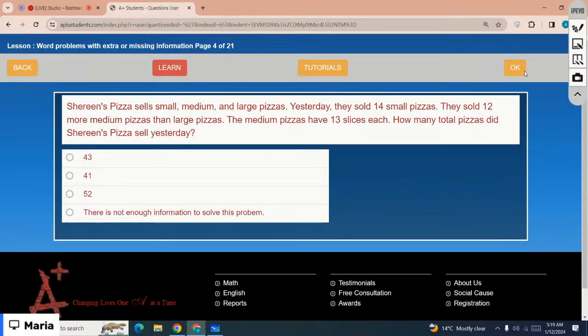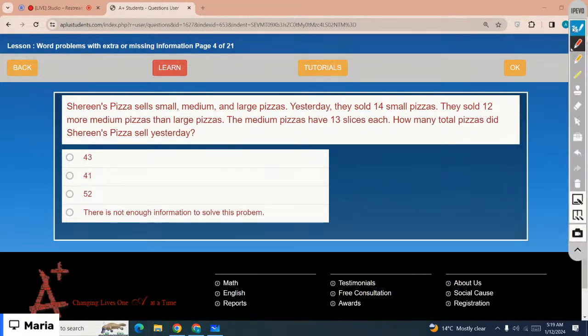You have to calculate the number he sold yesterday, right? So you're given the small pizzas they sold is 14, right? And 12 more medium pizzas than large pizzas. You're not given the number of large pizzas or medium pizzas, right? You have nothing to do with the slices, right? That means there is not enough information to solve this problem.